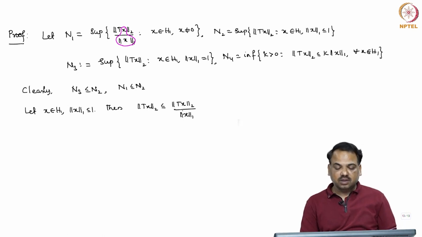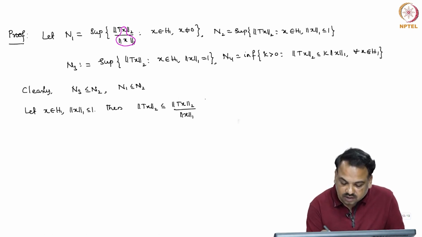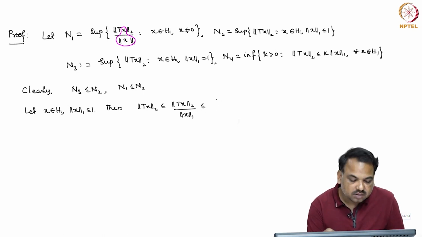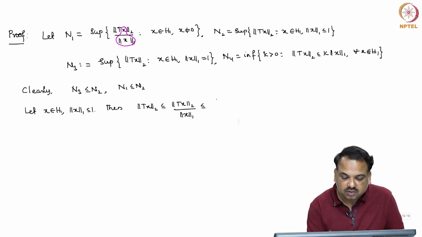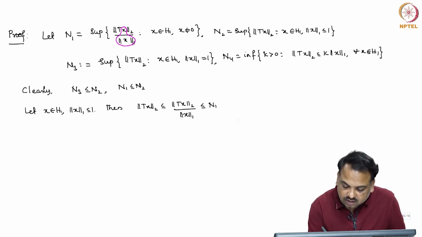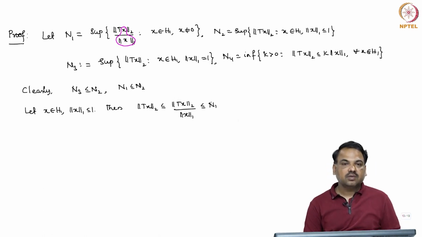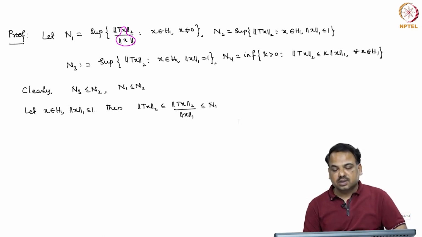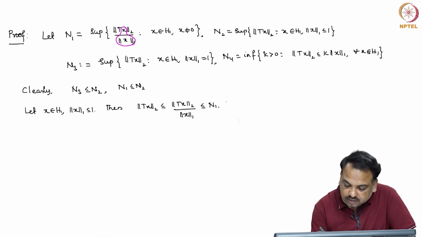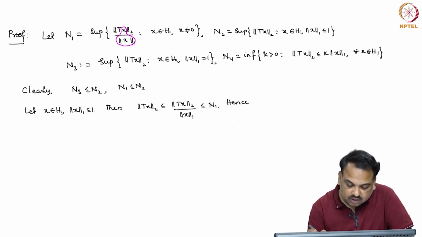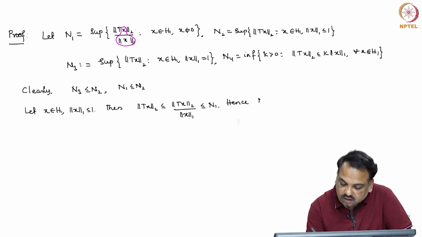So, hence you can conclude that norm of Tx is less than or equal to norm Tx by norm x, but anyway this is less than or equal to the supremum over all such quantities, the supremum over all these norm Tx by norm x, where x is in H1, x non-zero. So, we can say that this is less than or equal to n1. Now, the right hand side is a fixed quantity, whereas the left hand side depends on the element x. So, by taking the supremum on the left hand side, we will get n2 is less than or equal to n1.